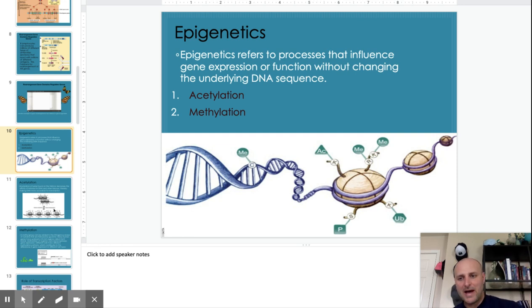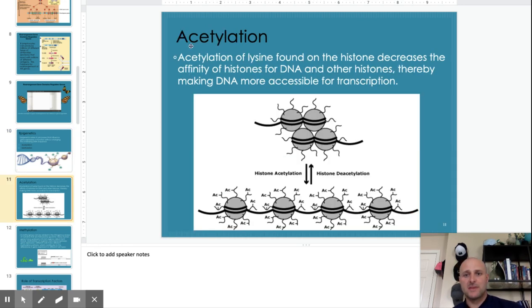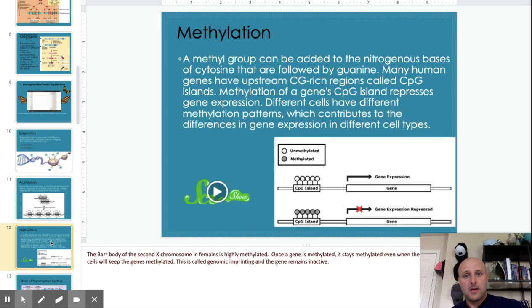Hello and welcome back. So this slide talks about acetylation, which essentially is going to decrease the amount of histones that DNA will attach to, therefore making it more accessible for transcription. You'll express that gene more if you have acetylation. Methylation, and it explains the process there, is a way to reduce the amount of genes that are being expressed, and you can read about that there.